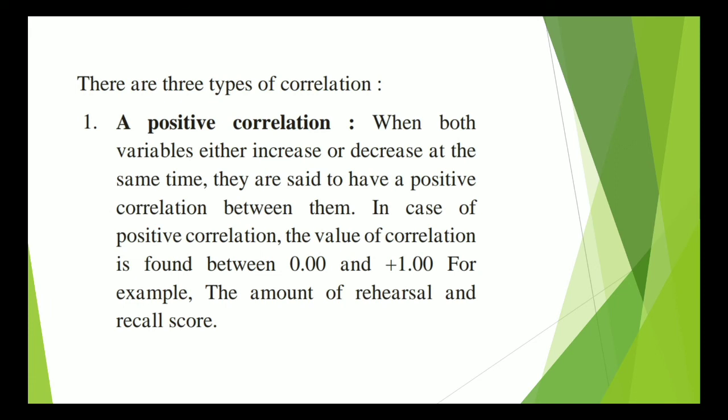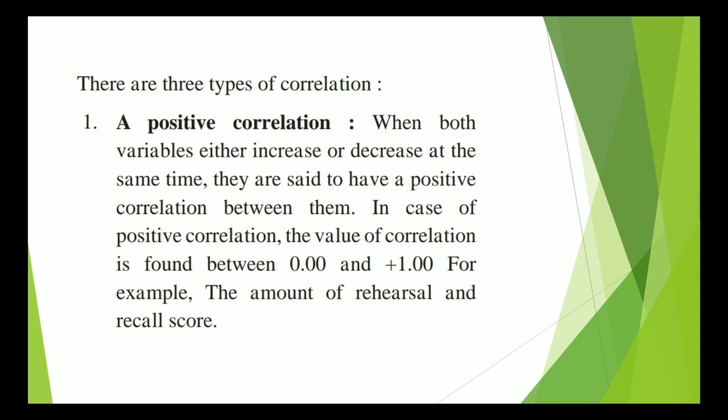First one is a positive correlation. When both the variables either increase or decrease at the same time, then it is called a positive correlation. The value of correlation is found between 0 to plus 1. So whenever there is a calculation done with that correlation, the value should be between 0 to plus 1. So positive correlation happens when one variable increases, the other also increases. If one variable decreases, the other also decreases.